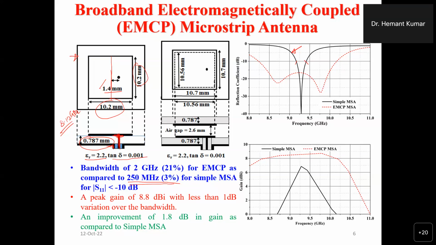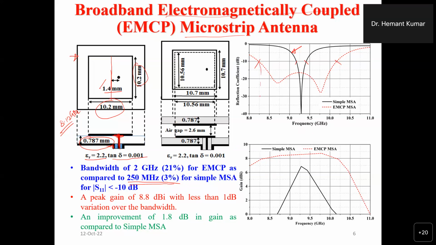There are various techniques, but in my case I've used this electromagnetically coupled microstrip antenna. The EMCP technique improves the bandwidth significantly compared to the simple microstrip antenna. In the EMCP microstrip antenna, this dotted red curve gives you the reflection coefficient.